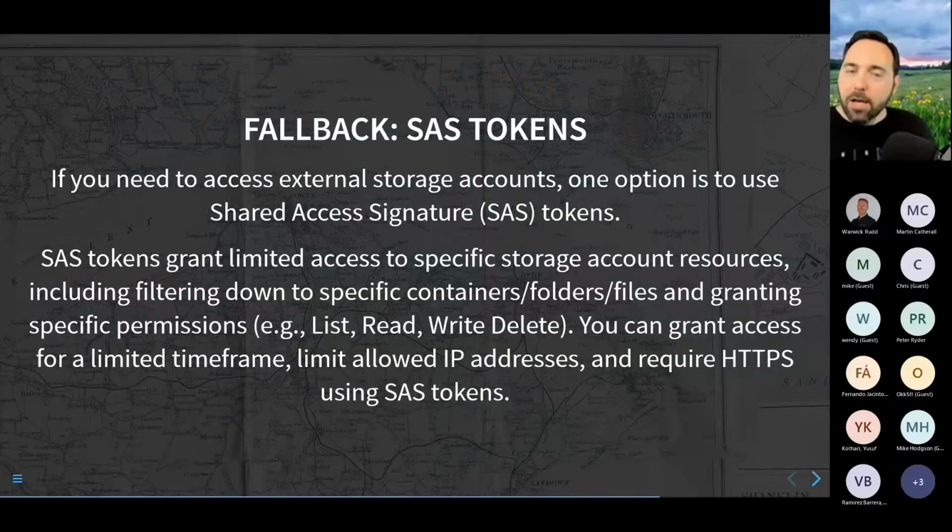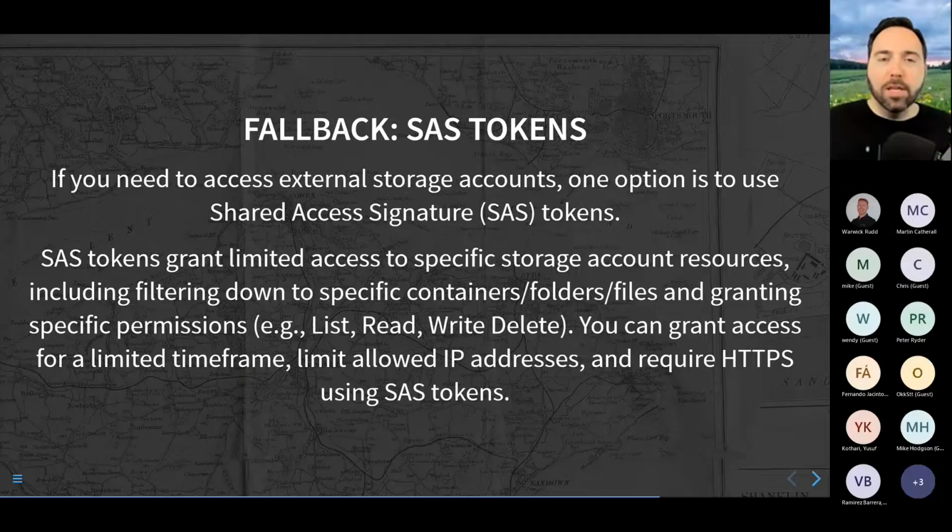As a fallback, you might need to work with shared access signature tokens. This is especially true if you're working with blob storage where, for whatever reason, you're not able to grant the managed identity rights to it. Maybe you're pulling in data from some third-party Azure resource and they're willing to create a SAS token for you, or you have a process to create a SAS token, but they're not going to allow that managed identity hookup.